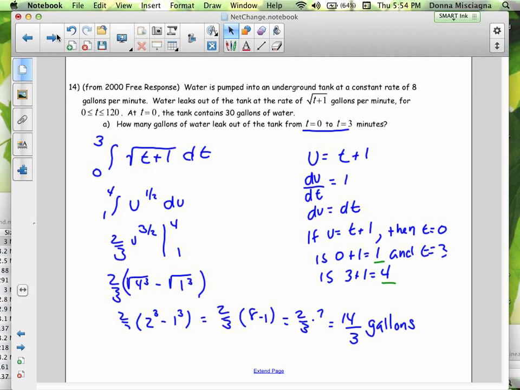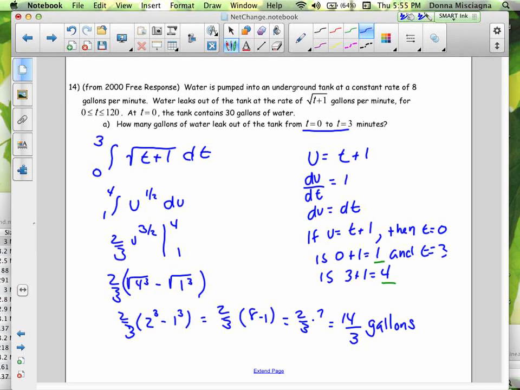So now to integrate this, I'm just going to have 2/3 u to the 3/2 evaluated from 1 to 4. So that gives us 2/3 times the square root of 4 cubed minus square root of 1 cubed. That's 2/3 times 8 minus 1, which is 7, so 14/3. So that's how many gallons leak out from 0 to 3 minutes.